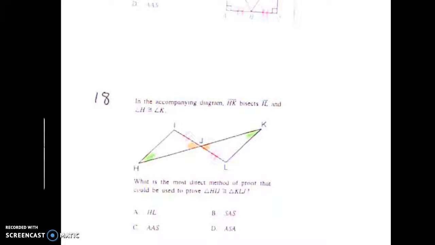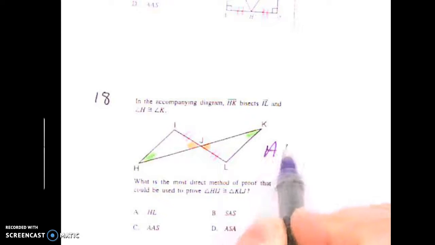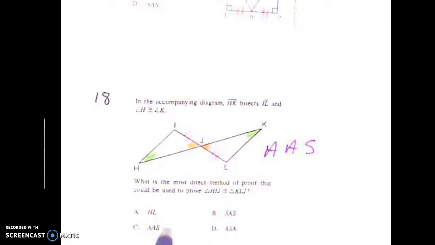And I notice that what I've marked is an angle, then a side. Two angles and the side. Notice that the side is not in between the two angles. I have an angle, then a side.